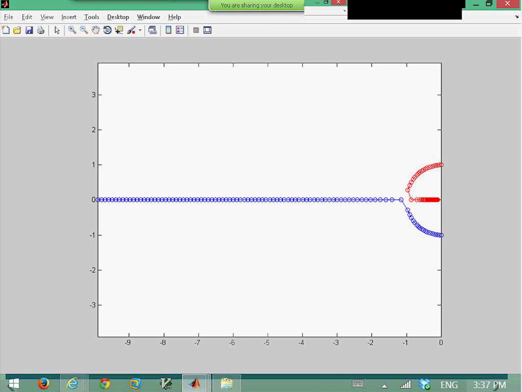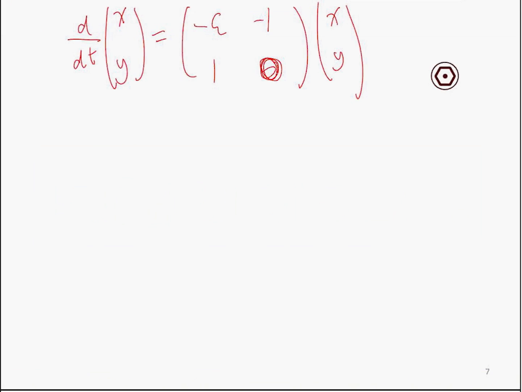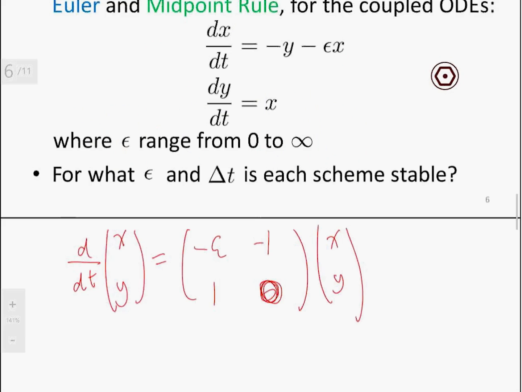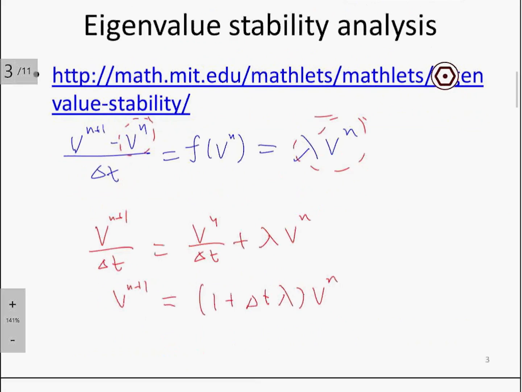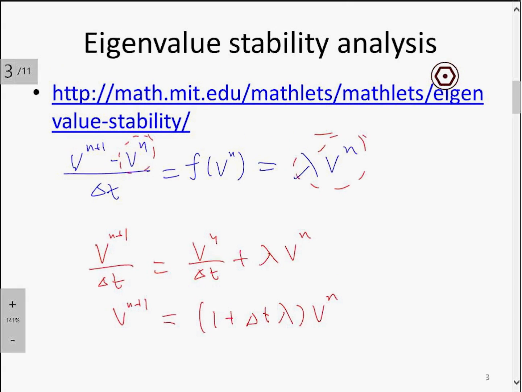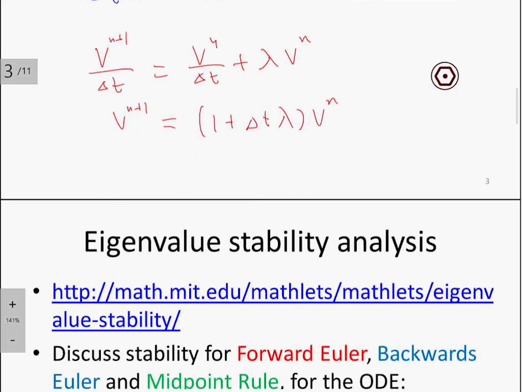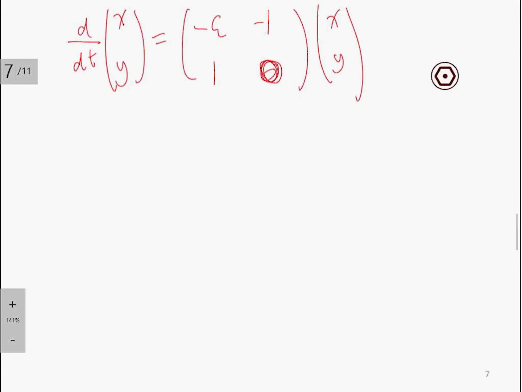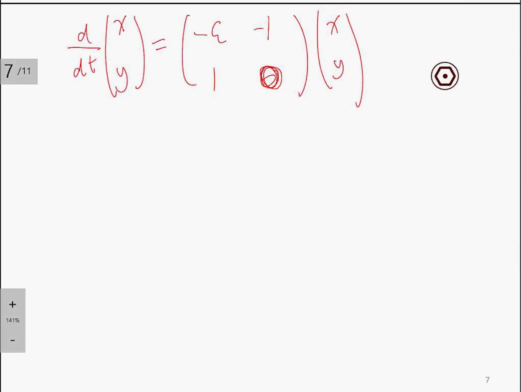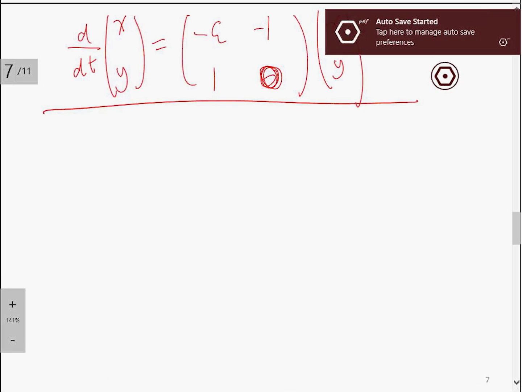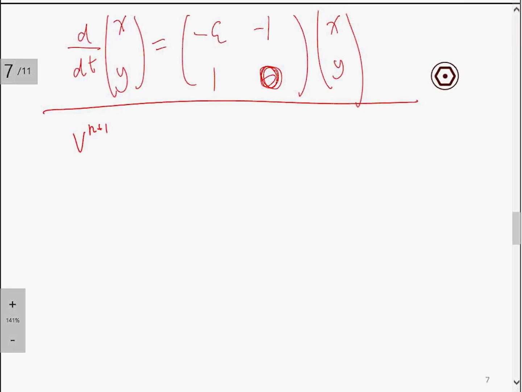How do you find the stability region for various methods? Good point. I have showed you how to find the stability region for forward Euler by basically plugging du dt equal to lambda u into the scheme, right? I'm going to show you another example of doing this for midpoint. All right. Okay, if you have a midpoint, you have Vn plus 1 equal to Vn minus 1 plus 2 delta t times f of Vn, right?